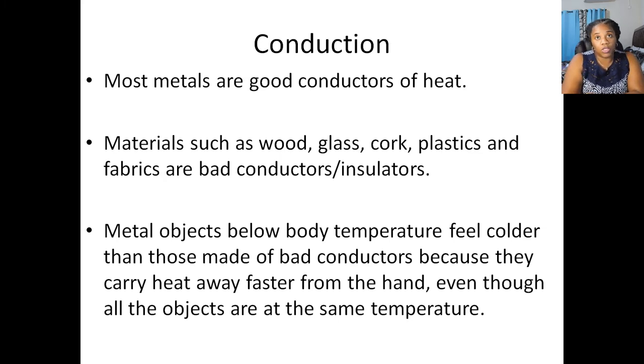Materials such as water, glass, cork, plastics, and fabrics are bad conductors, and we call those insulators. Metal objects below body temperature feel colder than those made of bad conductors because they carry heat away faster from the hand, even though all the objects are at the same temperature.